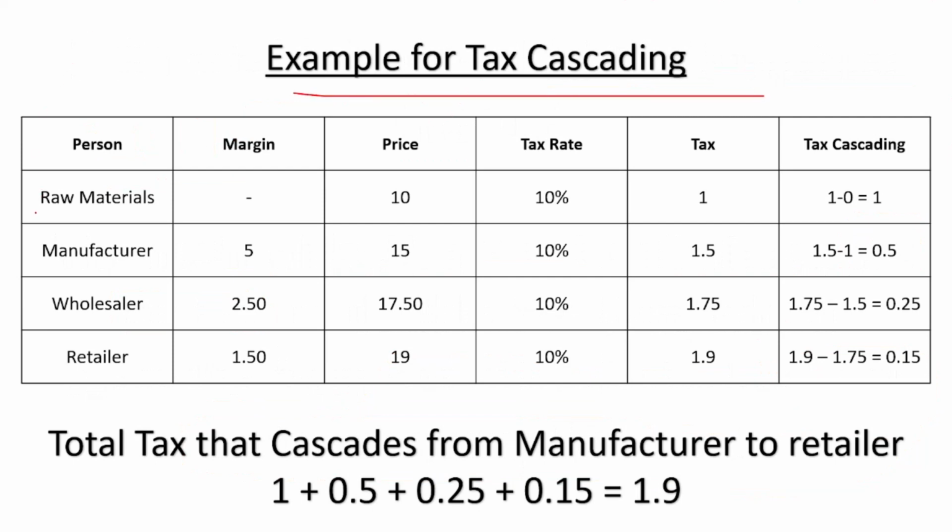Now, first a person has purchased the raw materials, so there will be no margin of course. The price of that was 10 rupees. He purchased the raw materials at a cost of 10 rupees. The tax he would have paid is 10%. Whatever I'm explaining here is before GST.